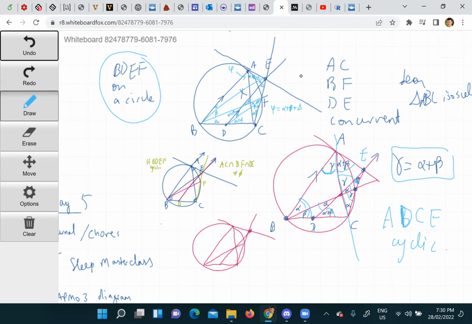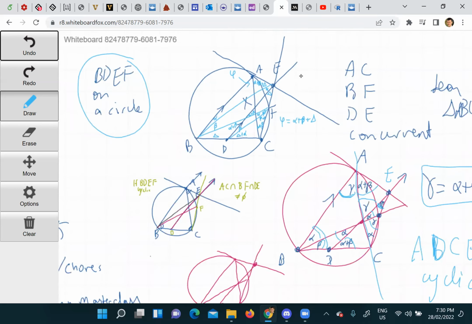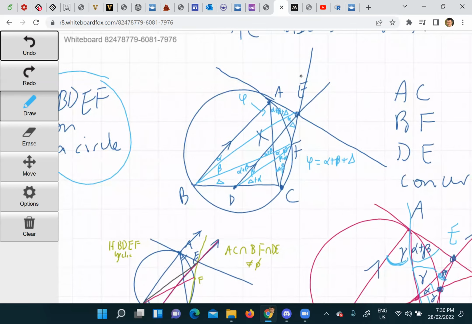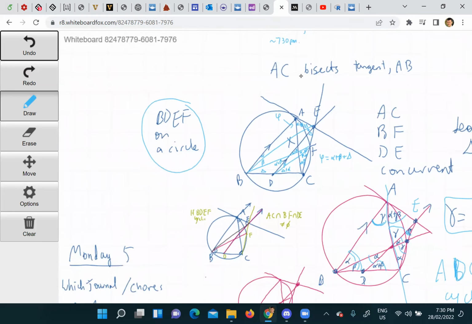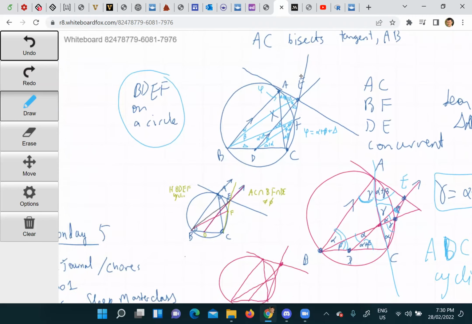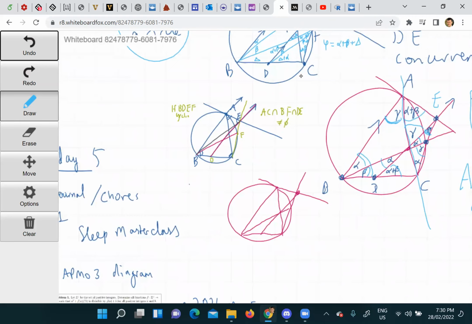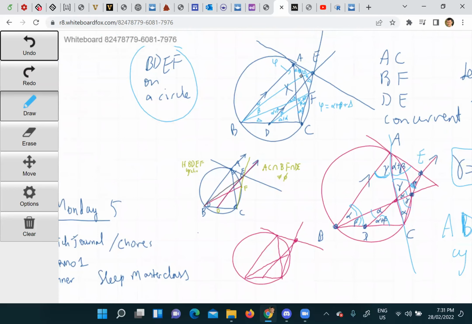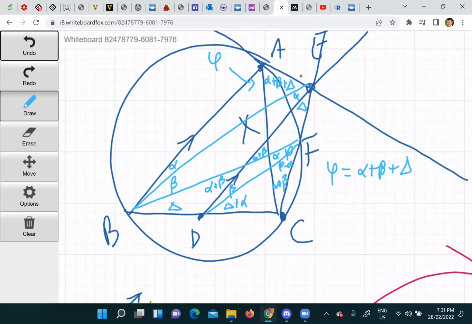Okay, so here's where a little bit of theory might help you. I don't know if you remember the Broken Bay theory. Concurrent. Okay, so what if we can prove that ADCE is cyclic? Let's try to prove that. ADCE is cyclic. Can you do that?